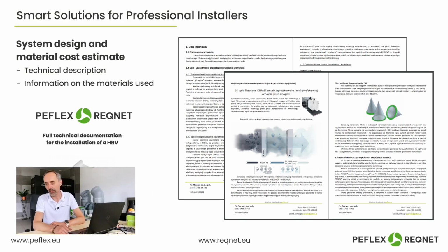Along with the design, a technical description and information about the materials used are provided. What kind of ducts, filters, the location of the ventilation unit, or specifically where the system is routed, whether it's along the floor or in the space of a suspended ceiling, so this description is included in the design section.